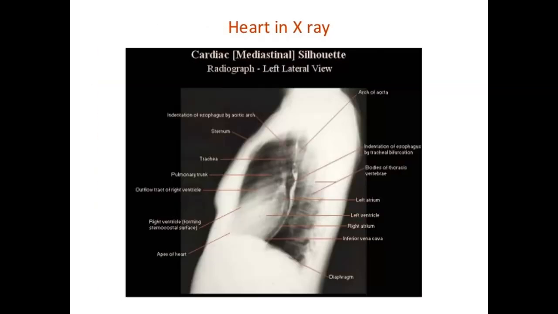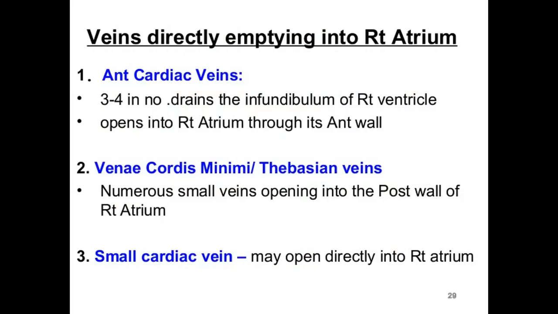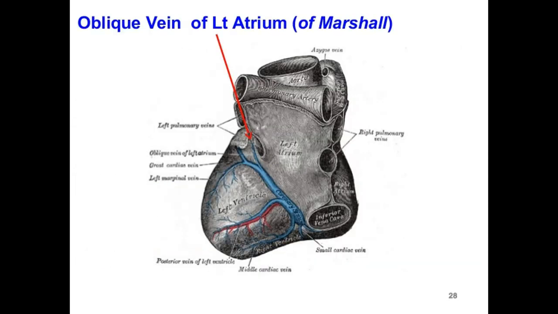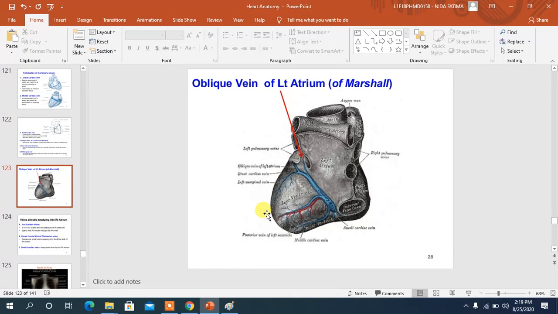So here is the venous drainage of the heart. These are some X-rays of the heart. And this is about the blood supply of the heart.